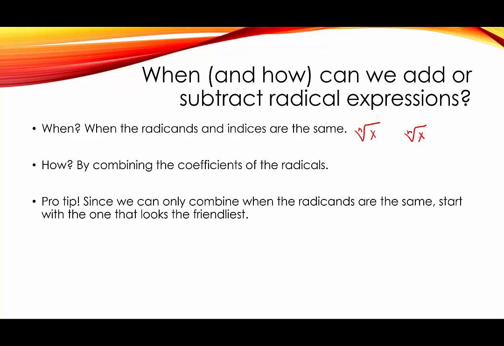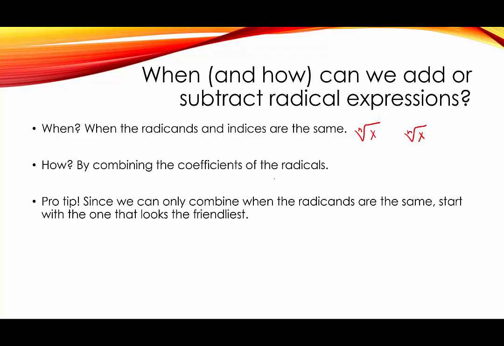If they have that, we would combine them by combining the coefficients of the radicals. So we almost treat the radical as a variable, and it would be the same way if we were adding two variables. 2x plus 3x is 5x. 2 root 7 plus 3 root 7 is 5 root 7.